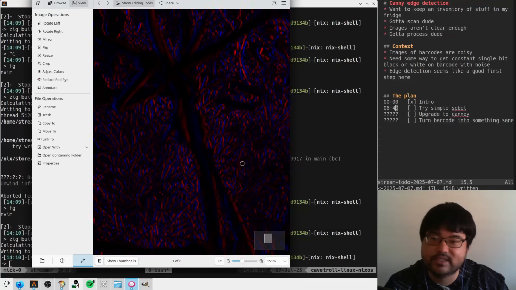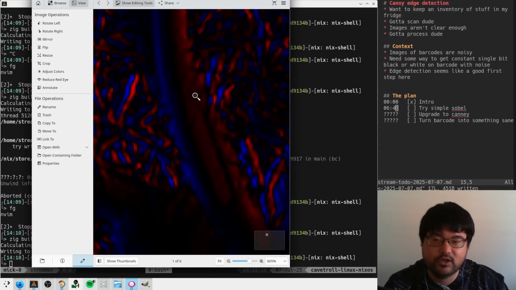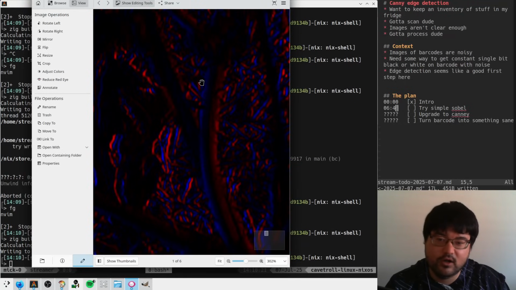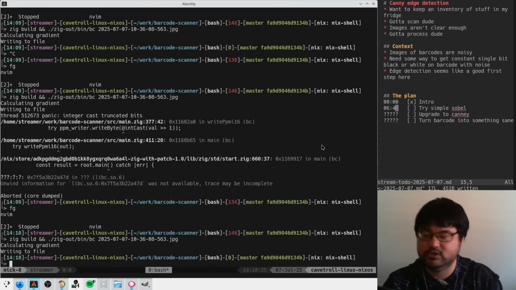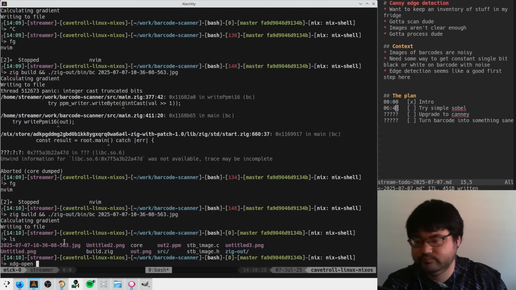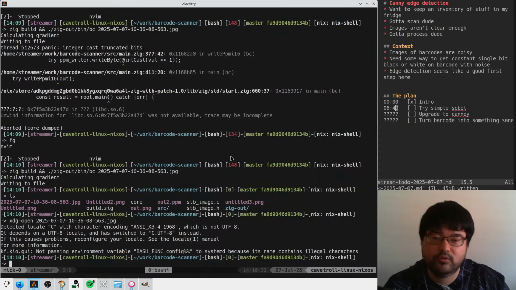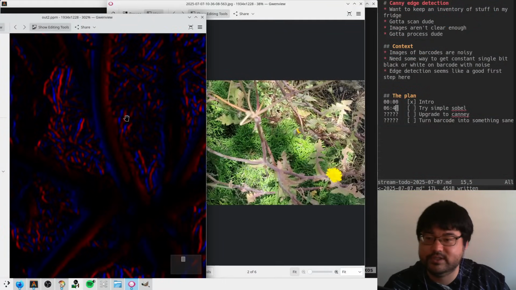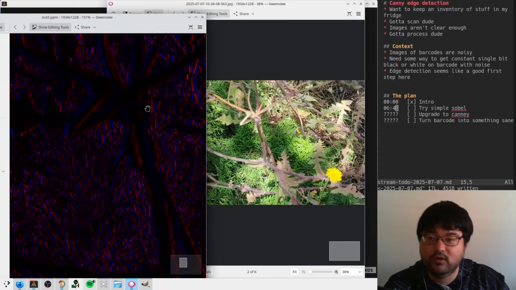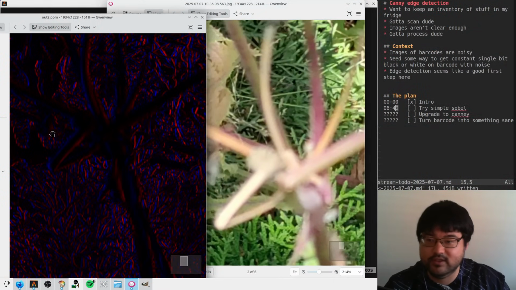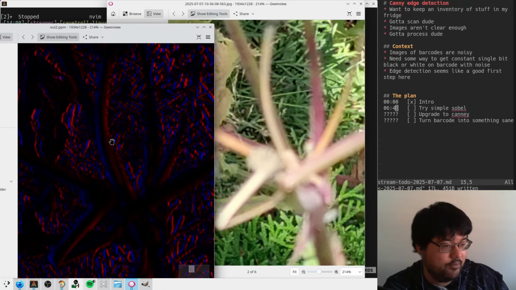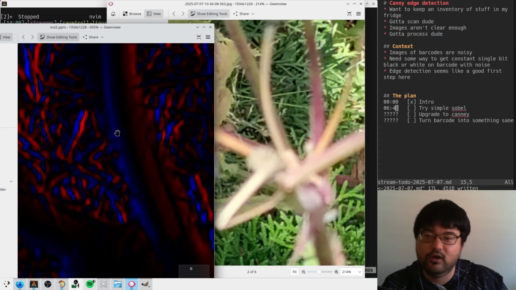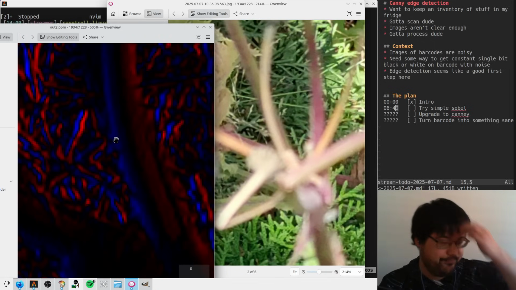Right, so this is horizontal gradient. Horizontal gradient, right? So you can see here, like along a tree branch. Where's the original? Right, so this here is like this thing here, right? So you can kind of see horizontally we have some sort of gradient-ish, right?